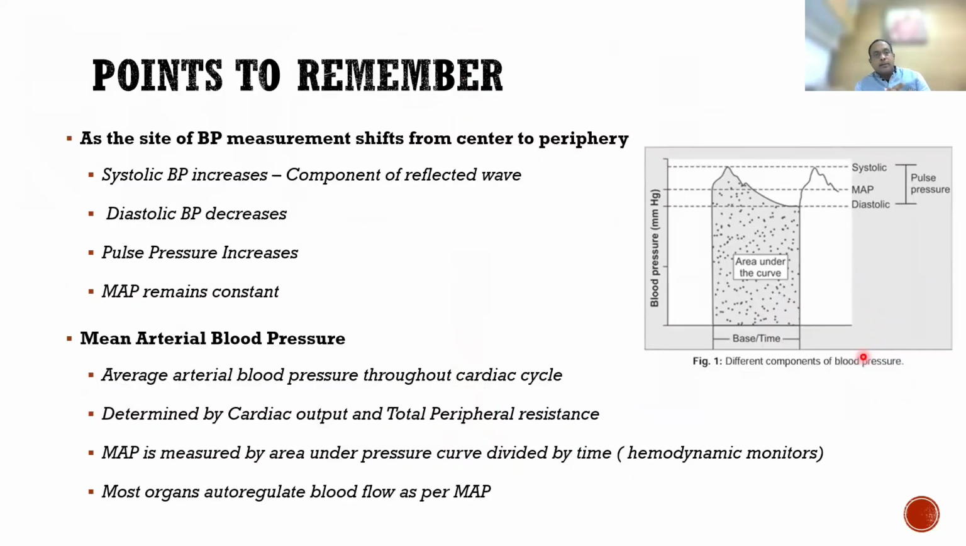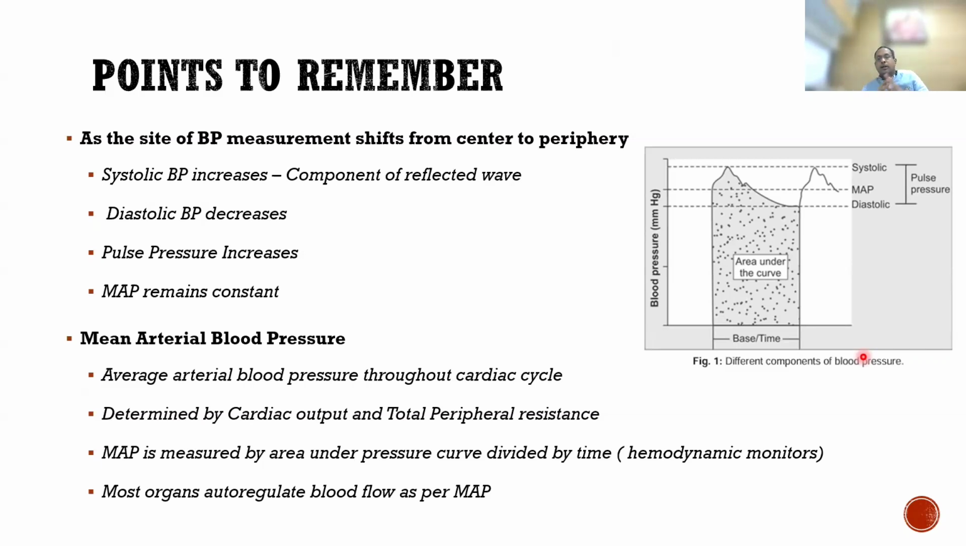So what are the points to remember in a nutshell? As the blood pressure measurement is shifted from the center to the periphery, like from the central aorta to the abdominal aorta to the radial artery or femoral artery, the systolic blood pressure increases because the reflected waveform is added into the main waveform, and the diastolic blood pressure decreases. Because the systolic is increased and the diastolic is decreased, the pulse pressure increases. The pulse pressure is high as we go from the center to the periphery, but the mean arterial pressure remains constant. So what is mean arterial pressure?